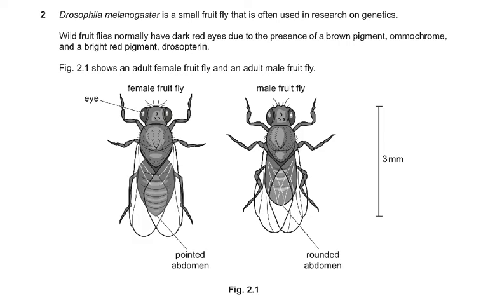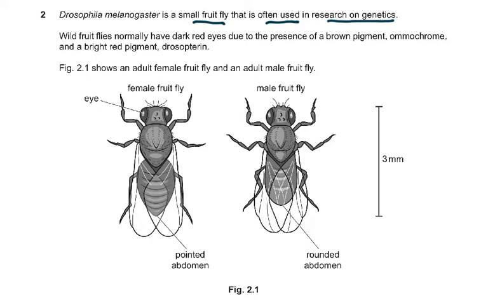Drosophila melanogaster is a small fruit fly that is often used in research on genetics. Why? Because they multiply very rapidly and they're very easy to keep in a lab. You don't need a very big place for them. I mean, you can't have kangaroos or elephants for genetic experiments. They would occupy a lot of space.